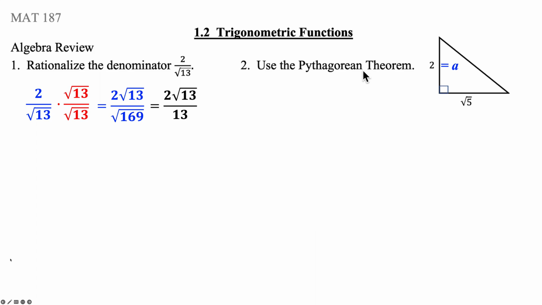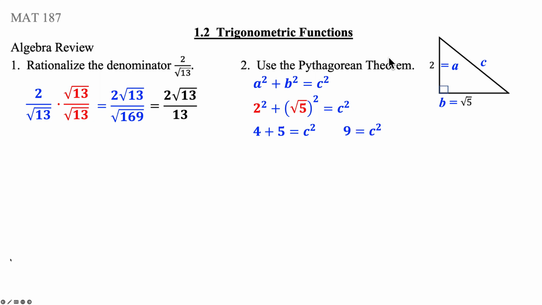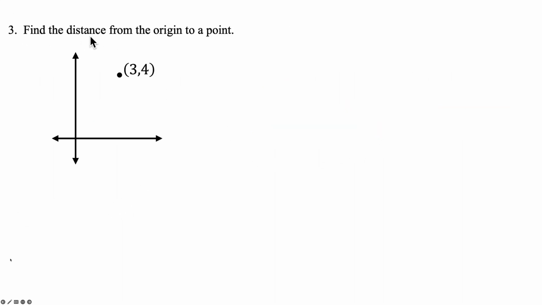We'll also be looking at the Pythagorean theorem here. Here, a is 2, b is the square root of 5, looking for c. So everybody remembers the Pythagorean theorem is a squared plus b squared equals c squared. Substitute them in. 2 squared is 4. Square root of 5 squared is 5. 4 plus 5 is 9. Square root of 9 is 3. There's my hypotenuse.